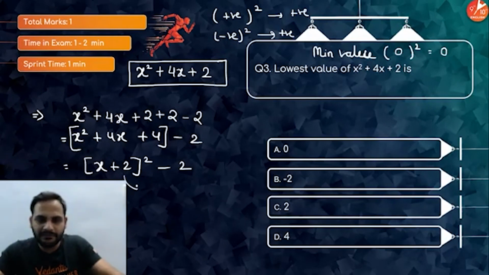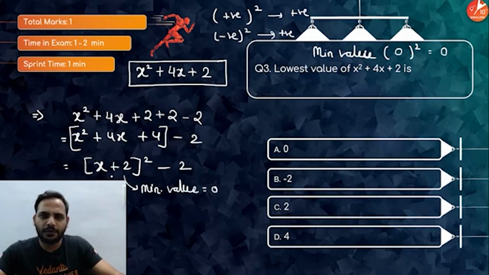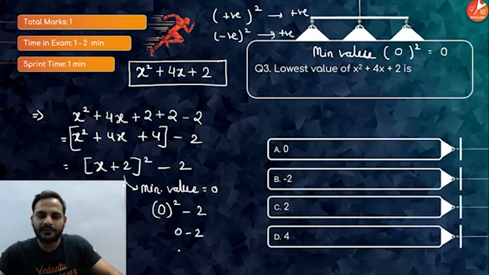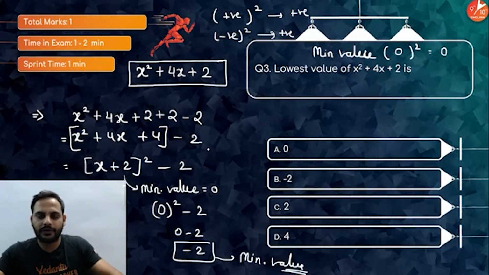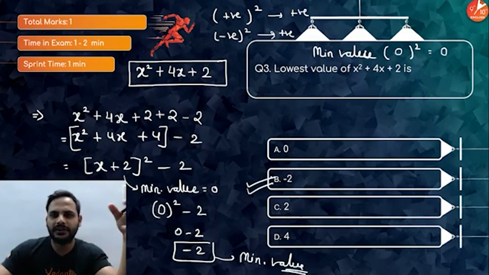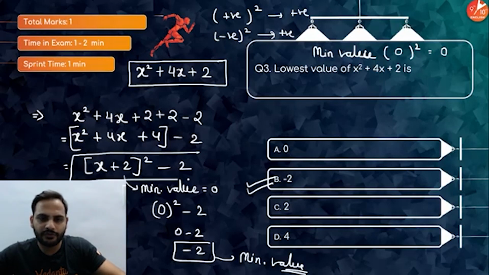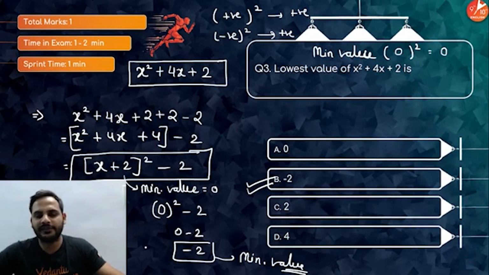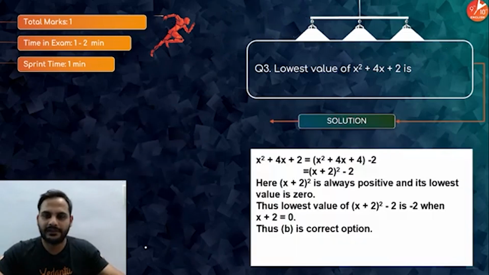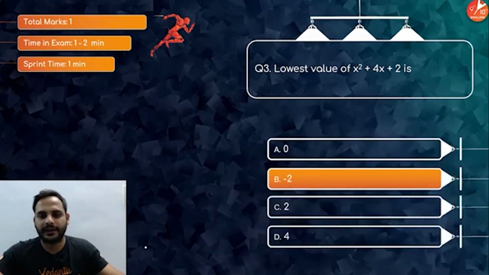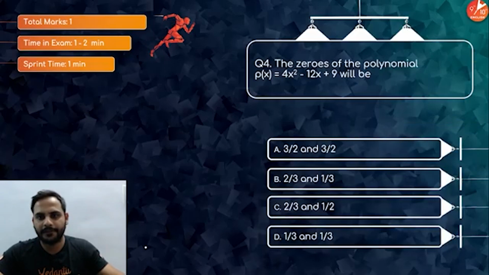So I can say the minimum value of x plus 2 whole square will be 0, and that happens at x equal to minus 2. So 0 minus 2 is minus 2. That is going to be the minimum value of this polynomial. How have I done it? First I converted it into a perfect square plus something by adding or subtracting something. The perfect square becomes x plus 2 whole square minus 2. The minimum value of x plus 2 whole square is 0, so 0 minus 2 will be the minimum value of this polynomial, which is minus 2. Alright, option B will be your correct answer. As simple as that. Okay, let's go for the next question.